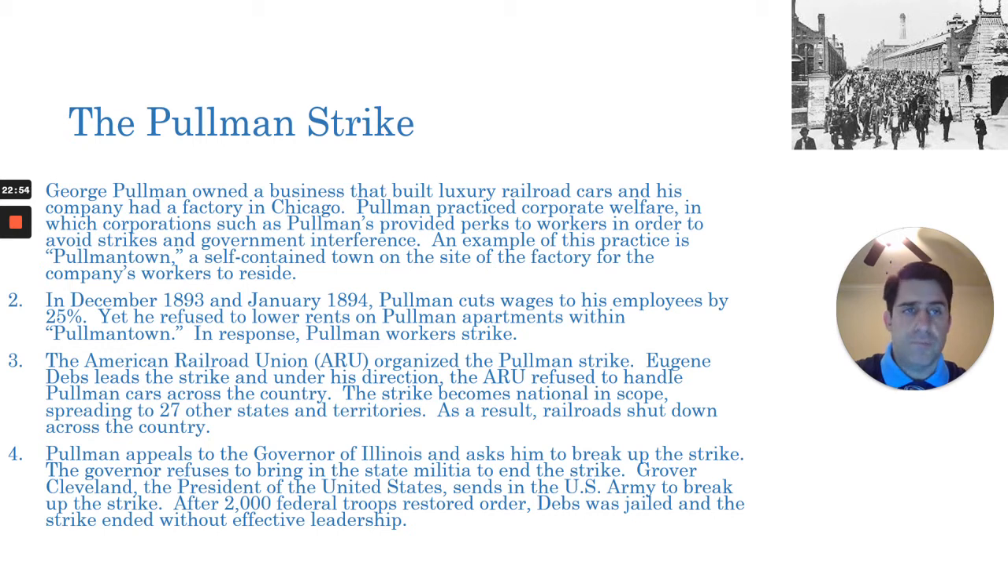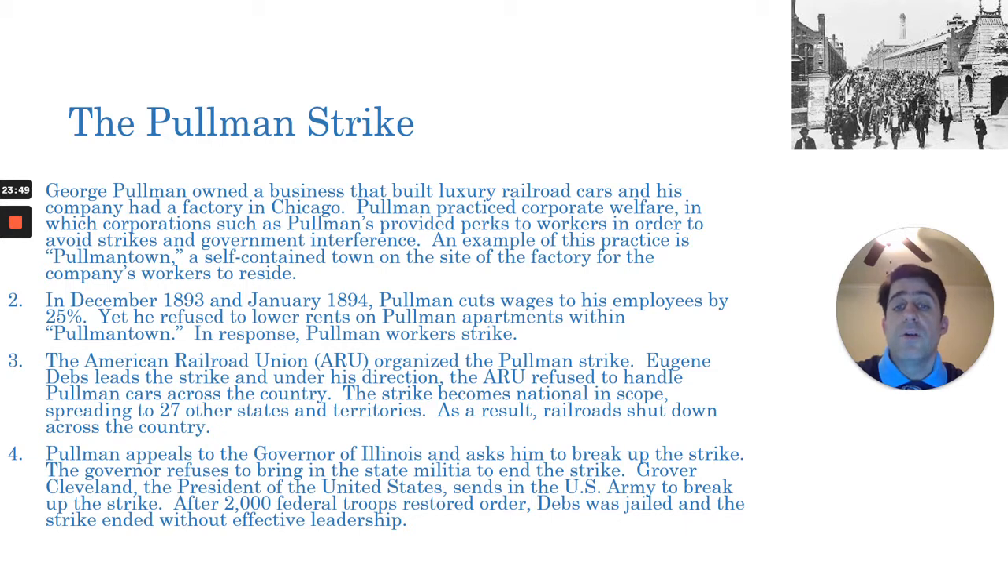Of course, they were paying rent to Pullman while they were living there. So he wasn't just doing it out of the generosity of his heart. He was trying to make a little more money off them and control them as best as he could, even when they were not on the clock on the job. At the end of 1893, the month of December 1893 and the month of January 1894, Pullman cuts wages across the board to his employees by 25%, yet he refused to lower rents on the Pullman apartments within Pullman Town that most of these employees who just had their pay cut by a fourth were living in.